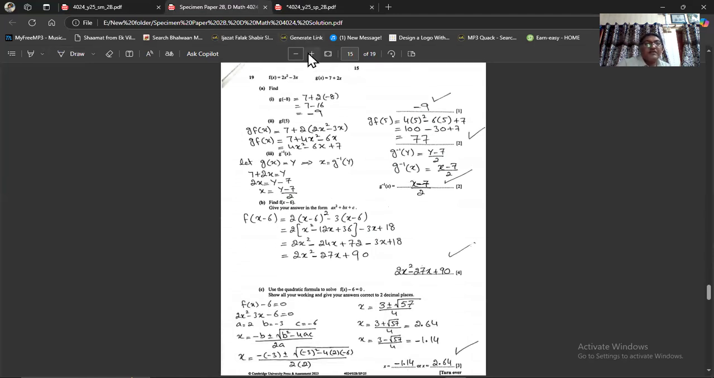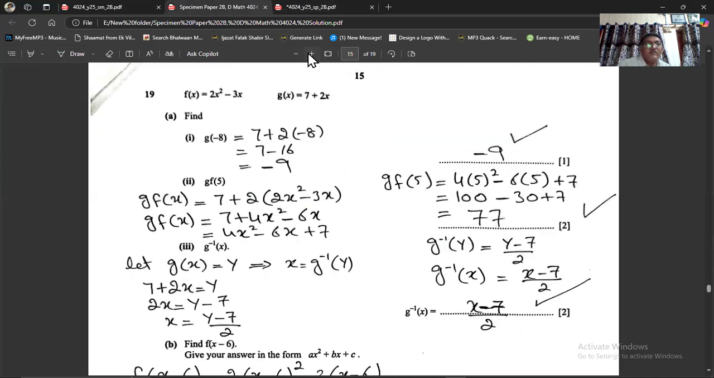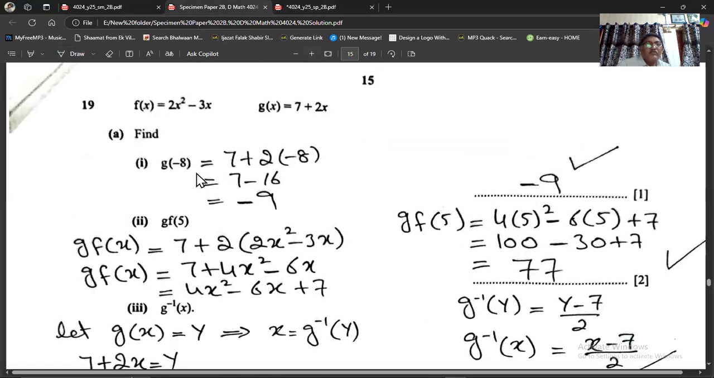So let me increase the size. Okay, so first of all, g of -8 will be 7 plus 2 into -8. In this formula, wherever is the x, I substituted it with the -8. So 7 minus 16, and that is -9.